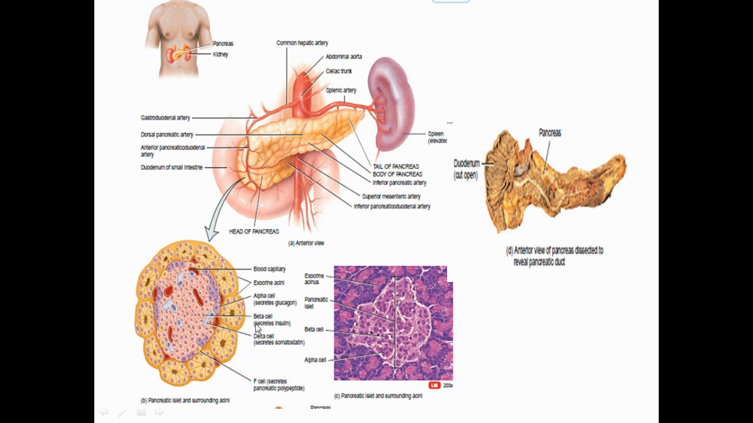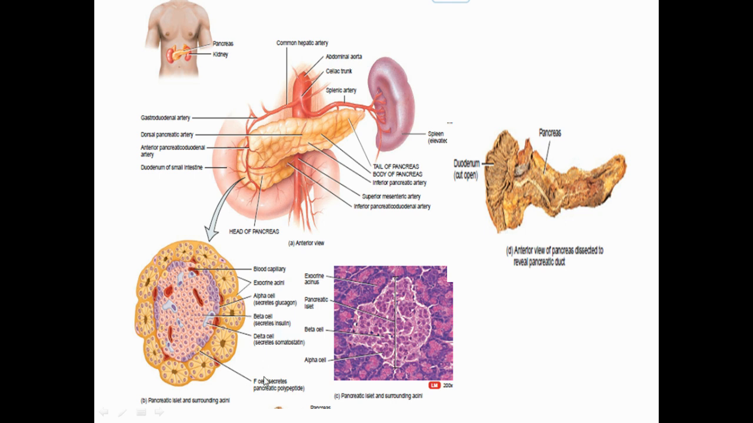So what are the functions of these hormones? They are all hormones. They have regulatory function. So they regulate the concentration of glucose in the blood. The glucagon increases the blood glucose level, whereas the insulin decreases the blood glucose level.